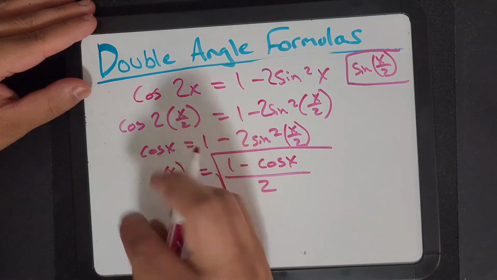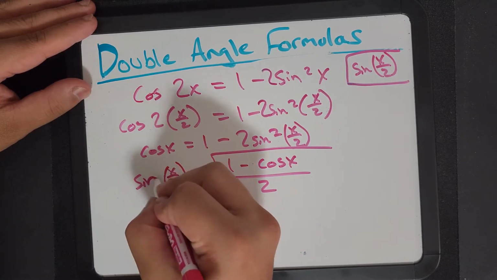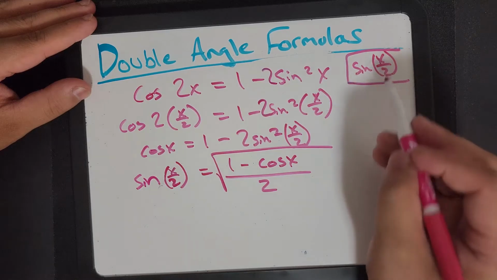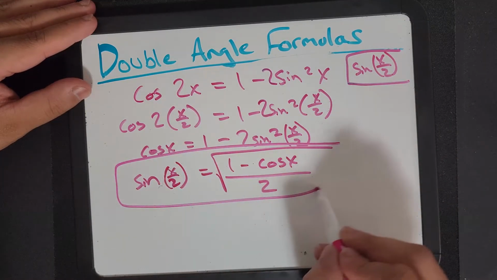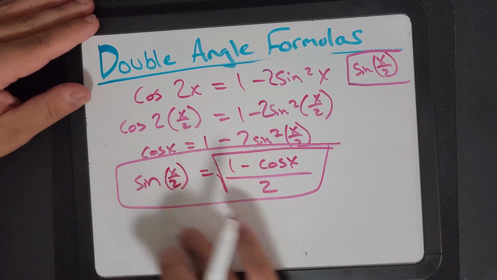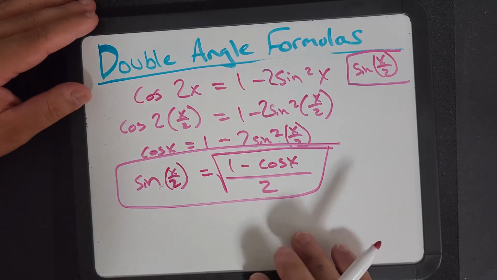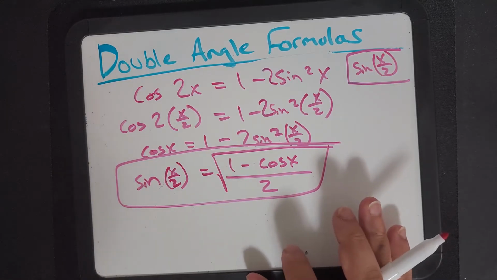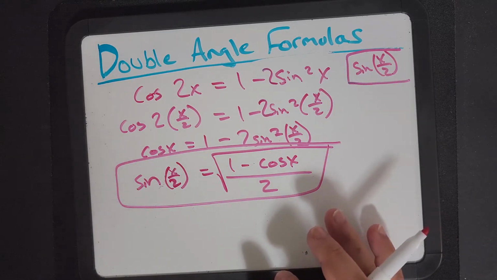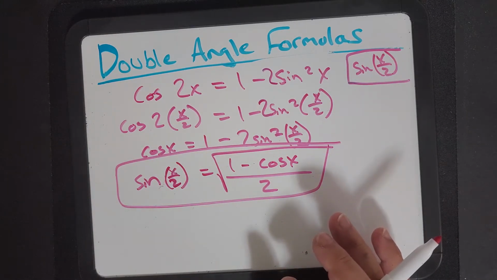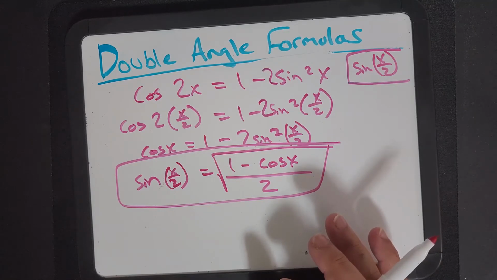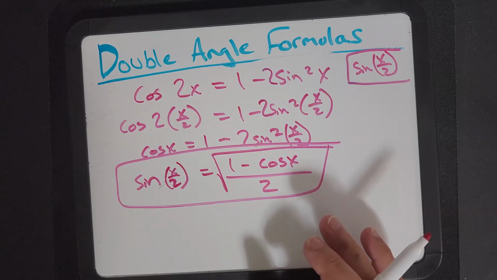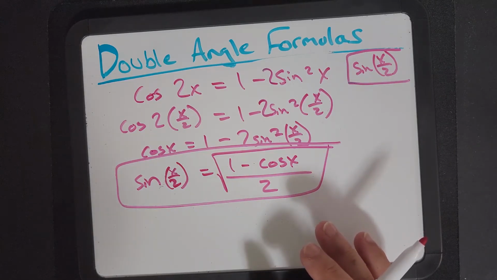So there you have it, our sine x over 2. I basically just created a formula for it, literally just to have a formula for it, based off of the identities that we know. So I hope that was somewhat fun to do.